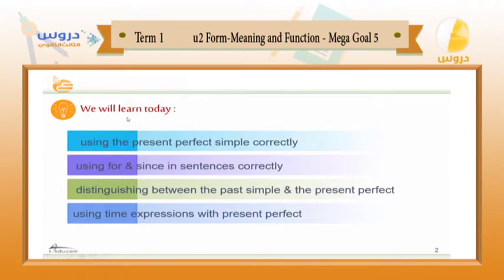What are the objectives of our lesson? We will learn today using the present perfect simple correctly. So we'll deal with the present perfect simple tense. Then using for and since in sentences correctly. For and since with the present perfect simple tense correctly.